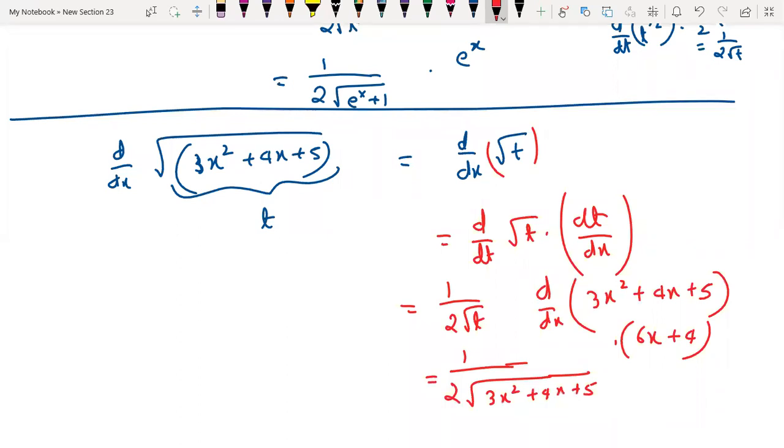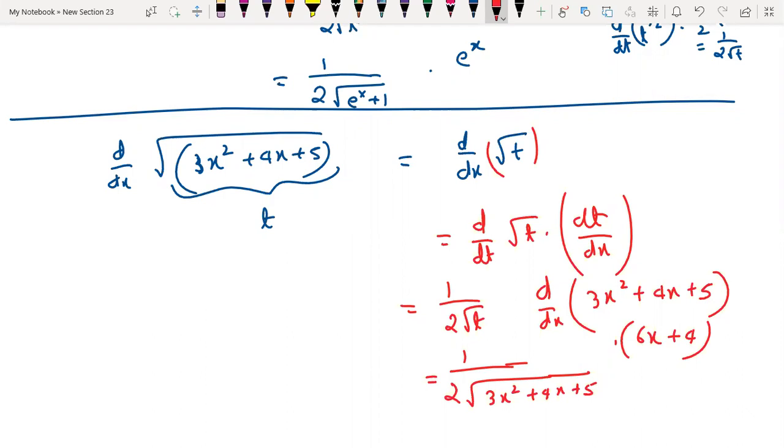Has everyone understood this? Any doubt? Please confirm, if there is any doubt, I'll explain again. The method is: whatever function is inside, in place of x, we assume that function to be t, we change the variable, and after changing the variable we calculate the normal differentiation, then multiply by dt by dx.